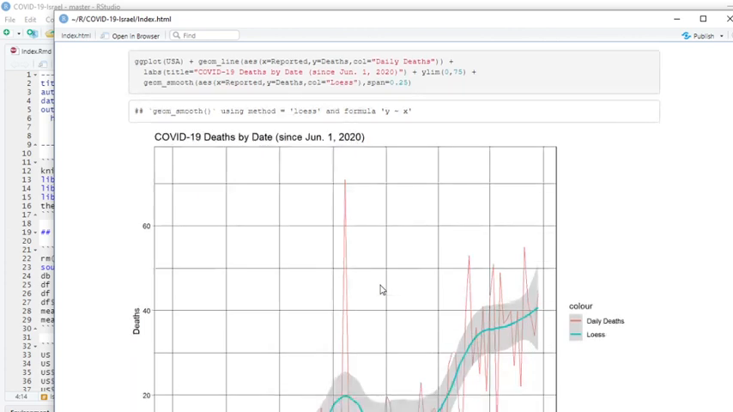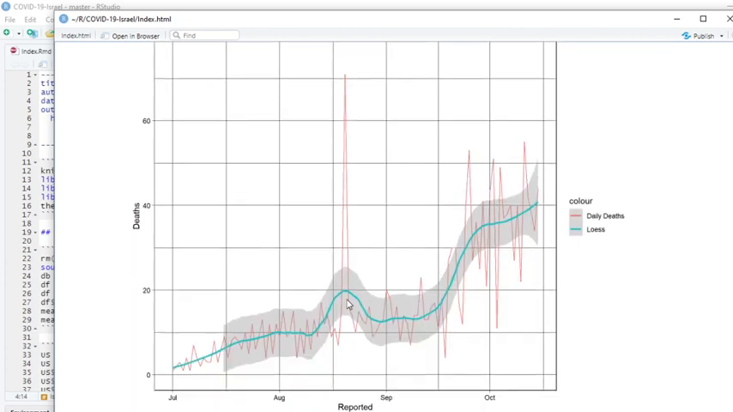Let's take a look at deaths as of June 1st. Once again, you had a huge spike for some reason or other. But once again, you can see the climb up. So they're up about 40 deaths per day, which is quite a lot for a country with the population of Israel, I'd say.